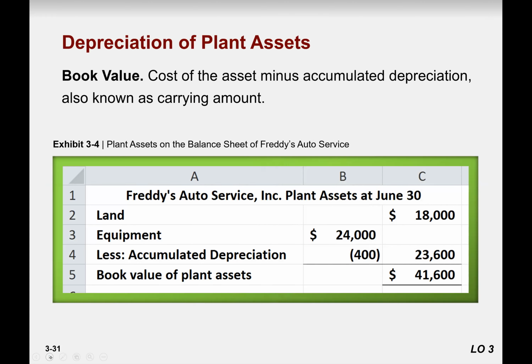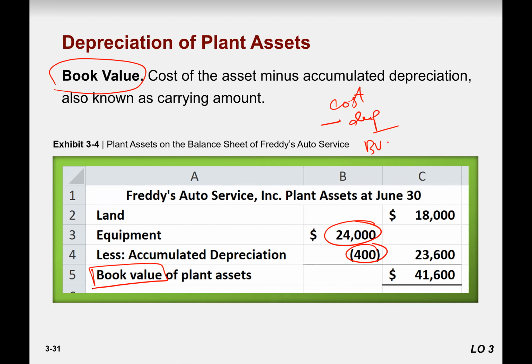So how are we going to record this depreciation? Look here. We call this book value. Cost minus depreciation is called the book value. We purchased this equipment for 24,000, and 400 is the depreciation. So how much is the book value left? 23,600.